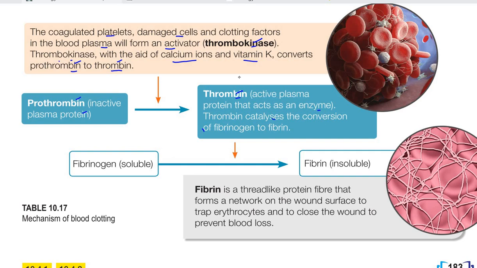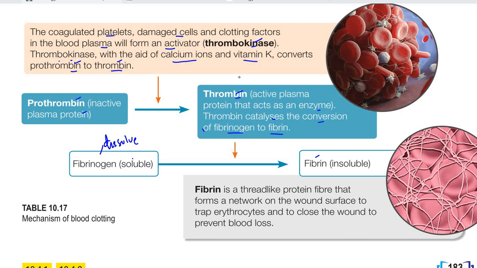Thrombin will catalyze the conversion of fibrinogen to fibrin. So remember, fibrinogen is a plasma protein. Fibrinogen is soluble, so soluble means it's dissolved in the blood plasma, and you cannot see this fibrinogen. It's dissolved, like when you make a sugar solution: when it dissolves, you cannot see the sugar. Same with fibrinogen, it's dissolved in the blood plasma, but then thrombin catalyzes the conversion of fibrinogen to fibrin. Fibrin means insoluble, so you can see it. From soluble fibrinogen it becomes fibrin.